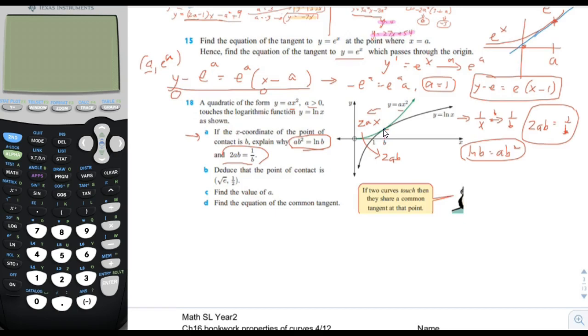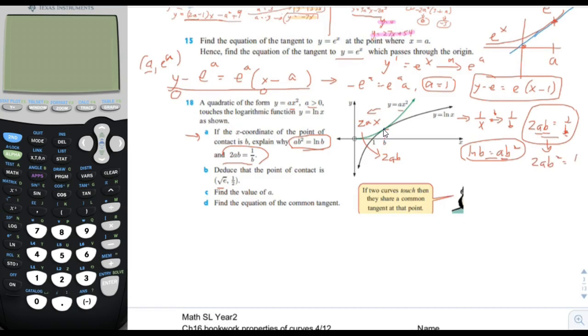Okay, so now that we have two equations and two unknowns, we can solve for what a and b are. And once we know b, b is the x-coordinate of this point. I see an ab here, I see an ab here, I see a b here. If we multiply by b here, we're going to get ab squared. It looks exactly like that. So why don't we do that? We're going to multiply b times both sides. We're going to get 2ab squared equals 1.